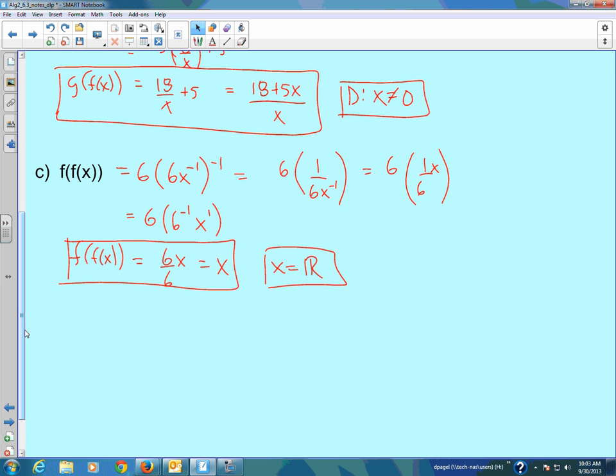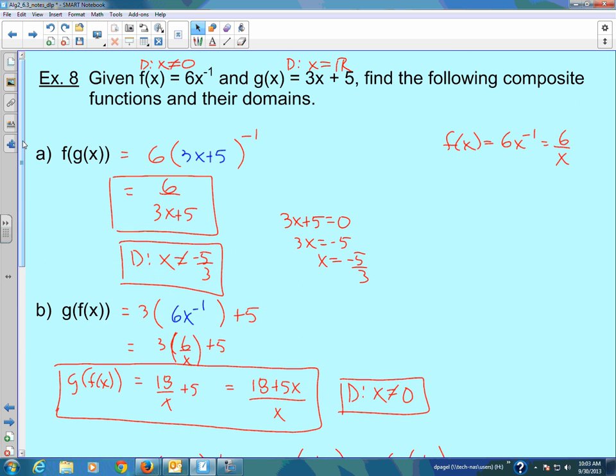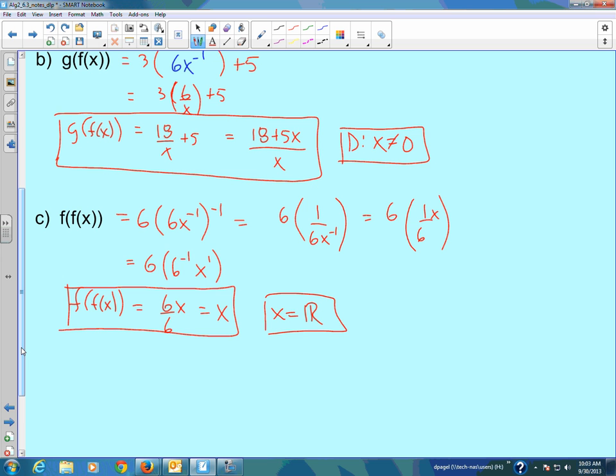Although I can't be equal to 0 with my original f of x function here. So even though I'm able to simplify it to just x, I still do have to go back and consider the fact that the domain said that 6x to the negative first can't be equal to 0, so I have to go back and reevaluate my position here. So because of that, that's going to have to change my value there.